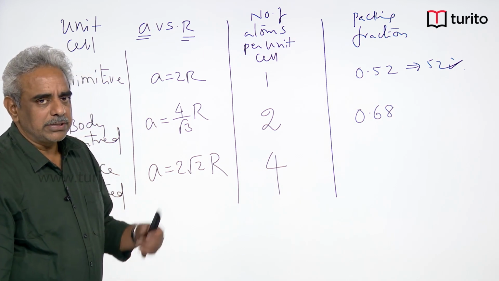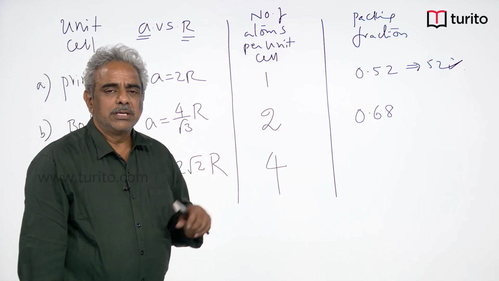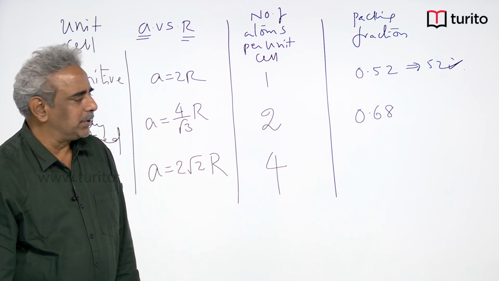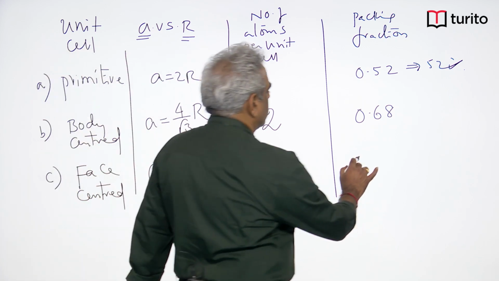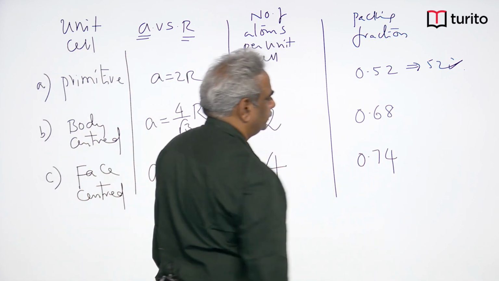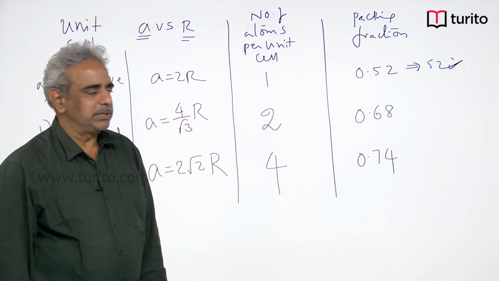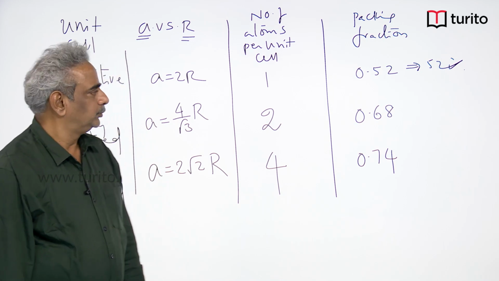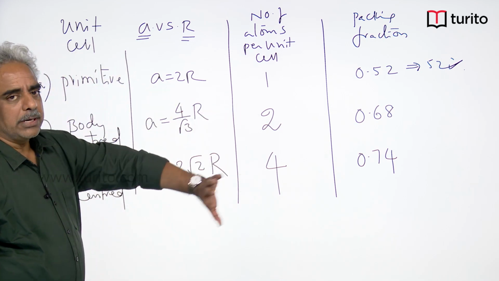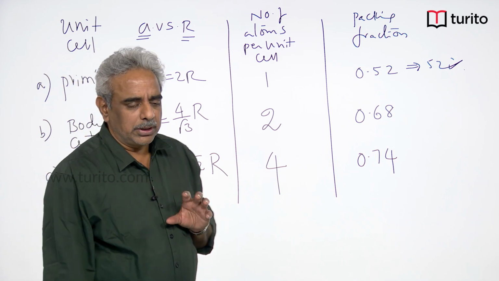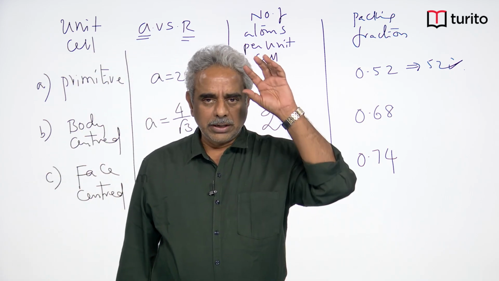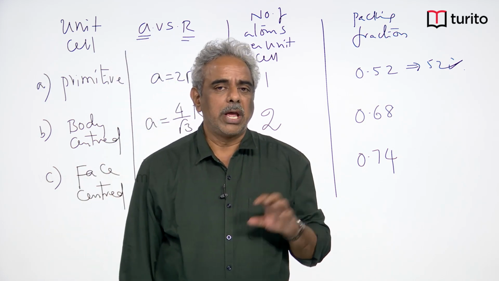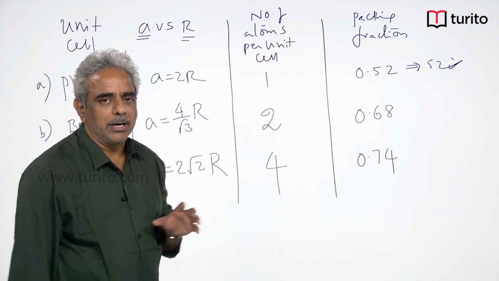We have seen 8 corners, 8 into 1 by 8, 6 faces, 6 into 1 by 2. Put together, 4 atoms per unit cell. And this is going to be 0.74, 74% occupancy. That has got the best occupying space. So all these parameters a student is supposed to clearly understand, and the placement of spheres in the unit cell and their description, everything one is supposed to learn.